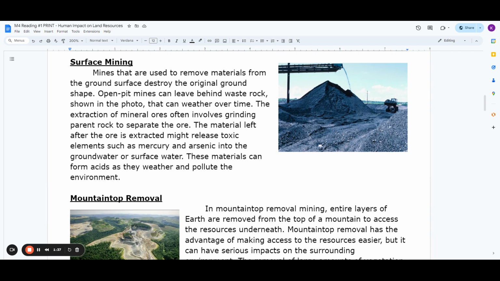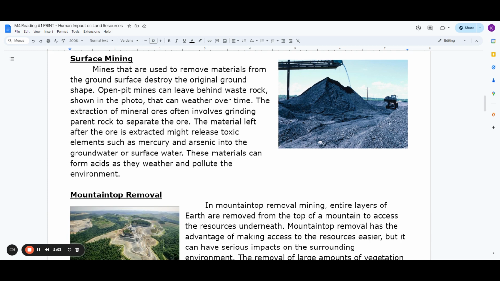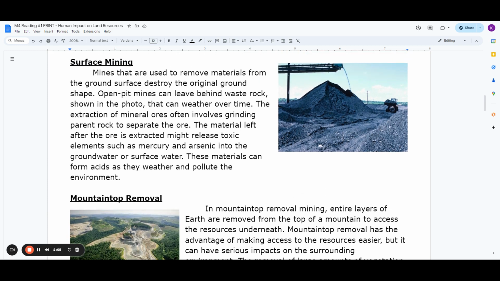Surface mining. Mines that are used to remove materials from the ground surface destroy the original ground shape. Open pit mines can leave behind waste rock, shown in the photo, that can weather over time. The extraction of mineral ores often involves grinding parent rock to separate the ore. The material left after the ore is extracted might release toxic elements such as mercury and arsenic into the groundwater or surface water. These materials can form acids as they weather and pollute the environment.